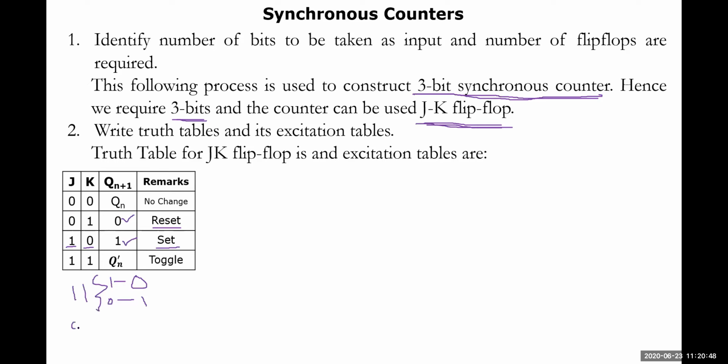Now J equal to 0 and K equal to 0. In this case, if the previous output is 0, the same 0 will continue. Otherwise, if the previous output is 1, the same 1 will be continued. So these are the two conditions we need to consider here. This is a brief explanation regarding the JK flip-flop truth table.